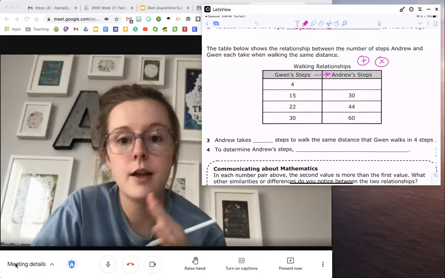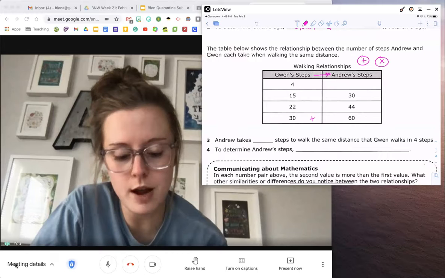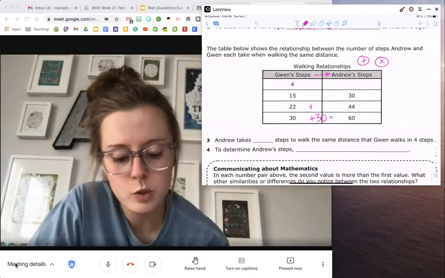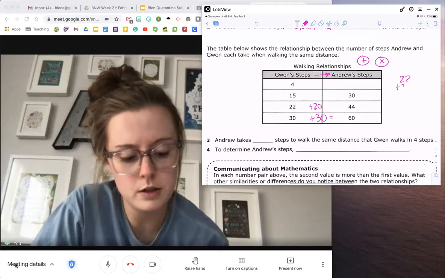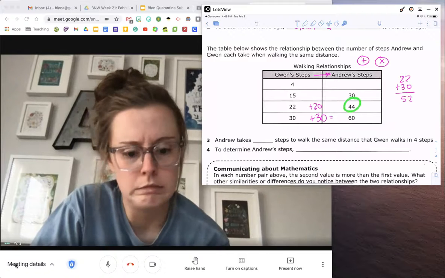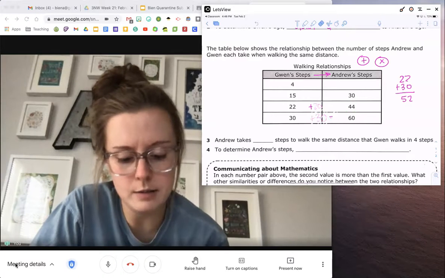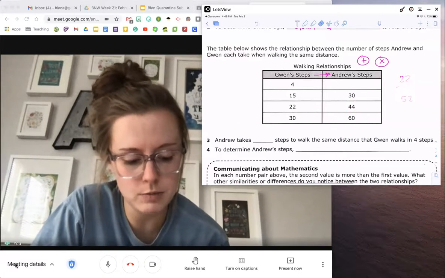30 plus 30 equals 60. So let me try that. 30 plus 30. Okay, 22 plus 30. Nope, that's 52. And does this say 52? Nope, so that's not it. Not adding. Okay, so let's try something else then.